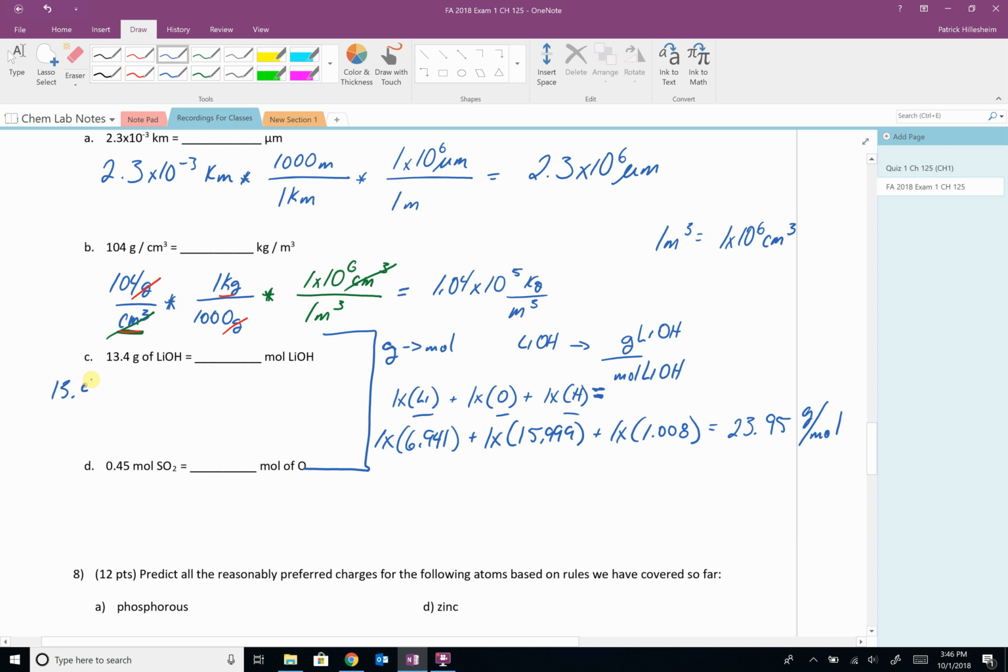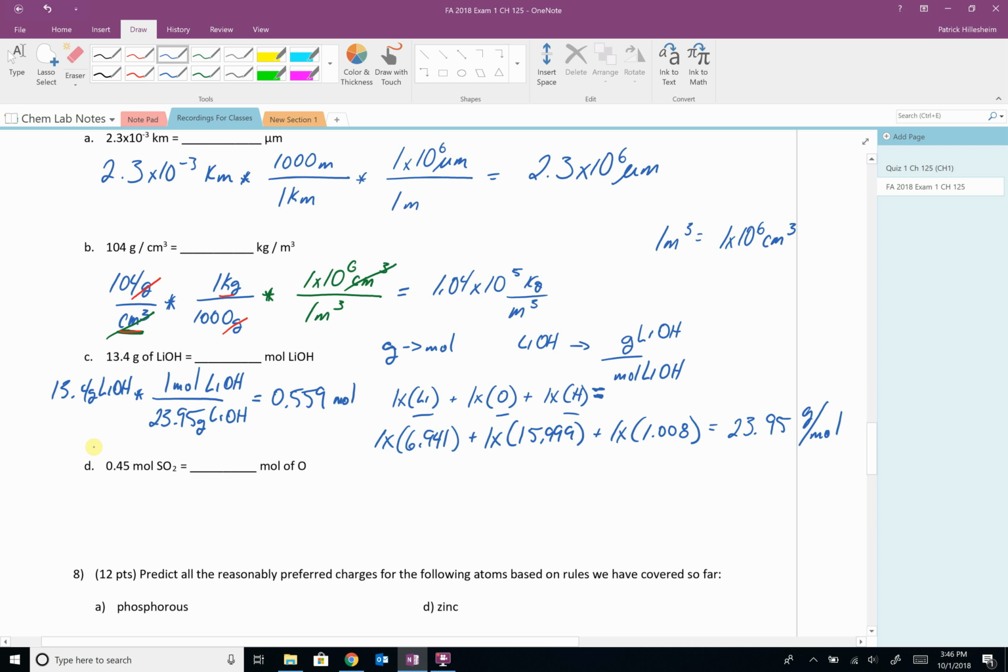So 13.4 grams of lithium hydroxide, for every 23.95 grams of lithium hydroxide, there is 1 mole of lithium hydroxide. And if I do that math, I got 0.559 moles of lithium hydroxide. So the steps for this were to figure out our formula weight and then just do our conversion of grams into moles. A very core, essential conversion that we need to know.